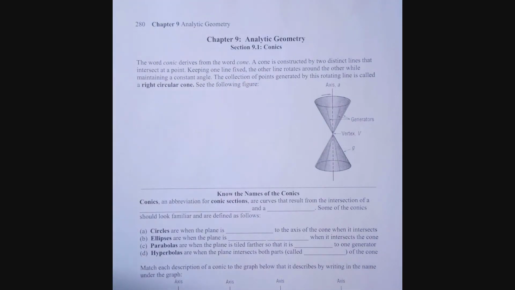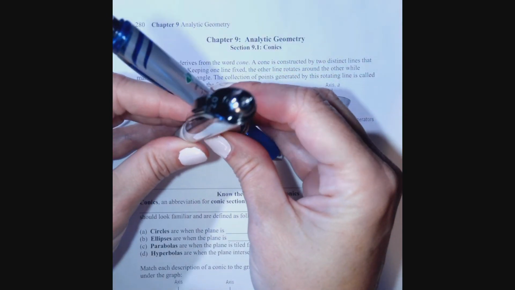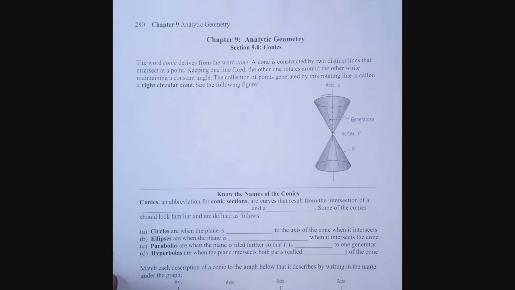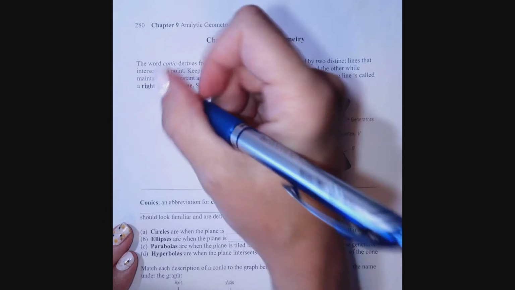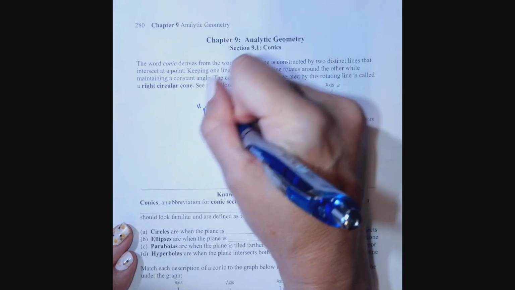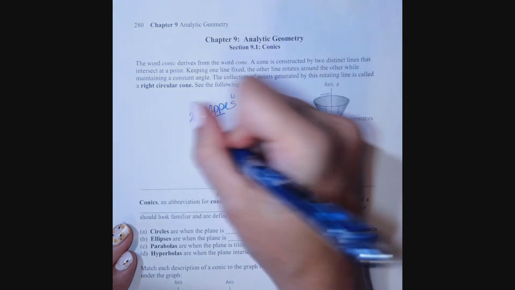The word conic derives from the word cone, and a cone is constructed by two distinct lines that intersect at a point. So you're thinking about taking two lines, two verticals that intersect at a point and rotating them around each other. When they rotate around, they form the cones. Now, what we talk about as a cone is actually more appropriately referred to as a nappe. What you see here are two nappes that intersect at a vertex.